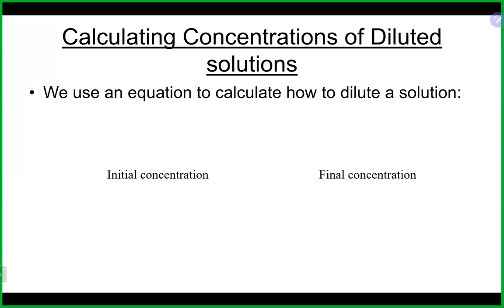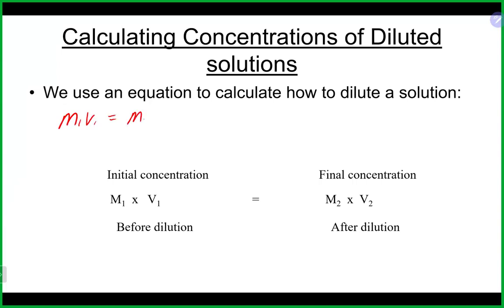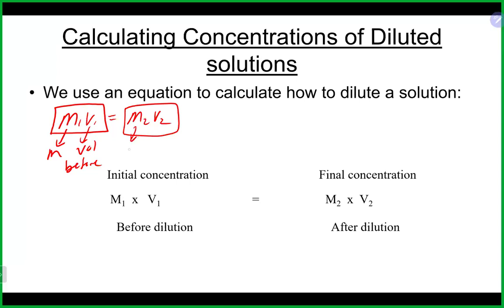There is an equation that we could use to calculate what's happening in a dilution. This is what is sometimes referred to as the dilution equation: M1 V1 equals M2 V2. This is kind of before and then after the dilution. So this is basically our molarity and our volume before. This is our molarity and our volume after.